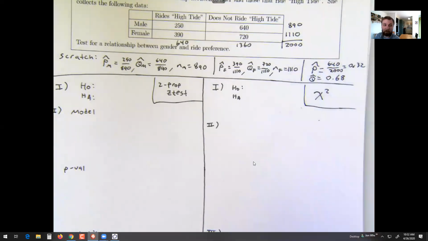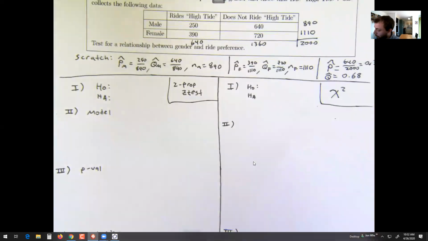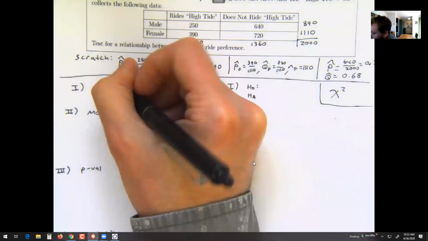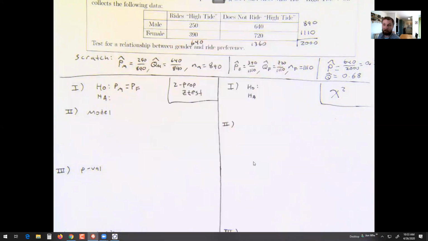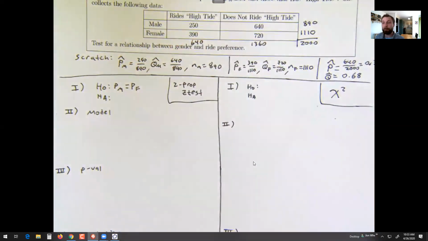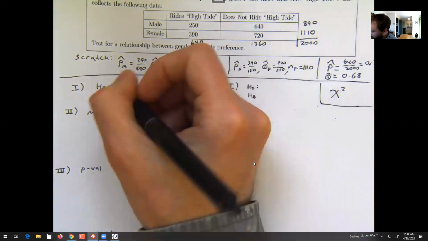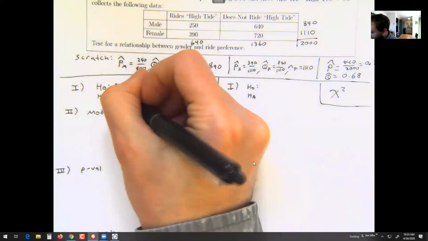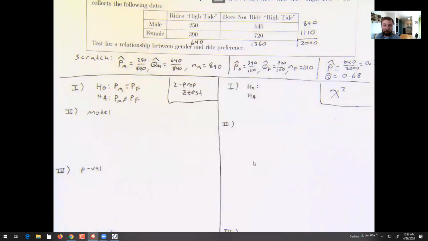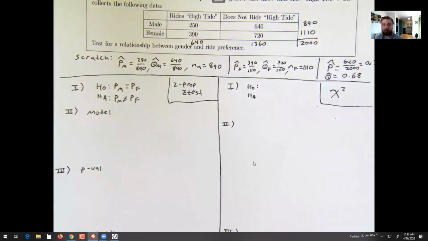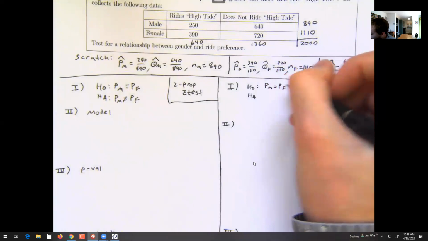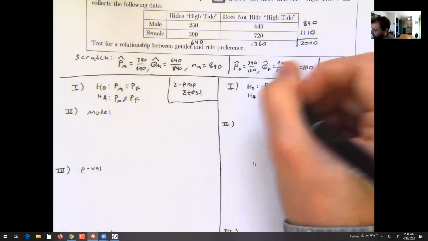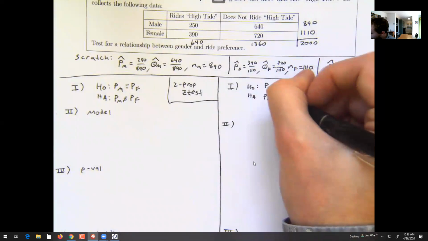Let's start by doing the 2-proportion Z-test. The null hypothesis there will be that the proportion of male riders is equal to the proportion of female riders. In other words, that there's no difference between the groups. I'm testing for a relationship. These numbers will be different if I have some sort of relationship between the variables. Ultimately, this is the same thing that I'm testing when I'm doing chi-squared. I wonder if I have the same distribution, success and failure, for both male and female.